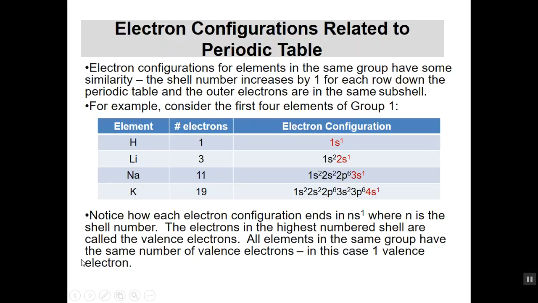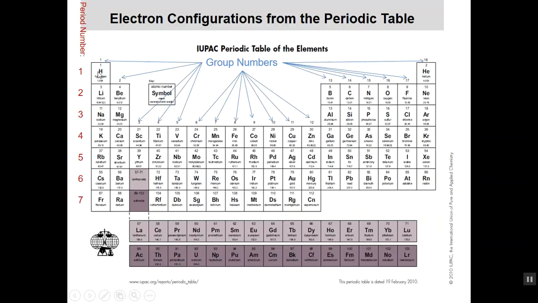So look at hydrogen, and I write its electron configuration using the old way. If I draw a triangular diagram, run it through, hydrogen has an electron configuration of 1s1, lithium is 1s2, 2s1, sodium is 1s2, 2s2, 2p6, 3s1, and potassium ends in 4s1. So what you notice about these is they all end in s1. You also notice that they end in 1s1, 2s1, 3s1, 4s1.